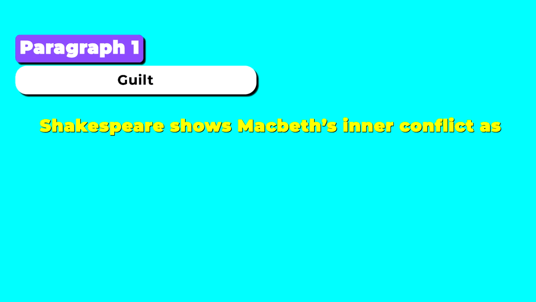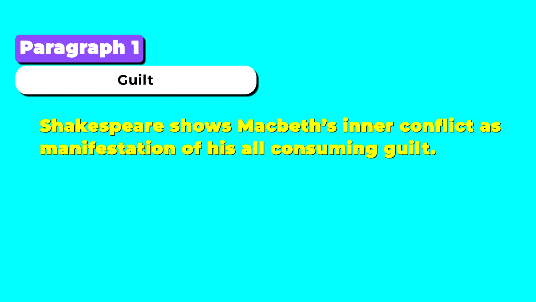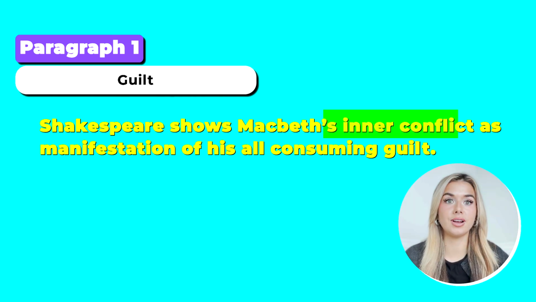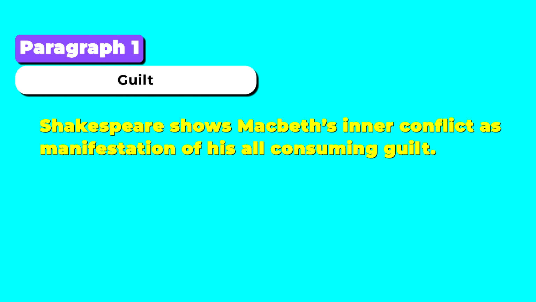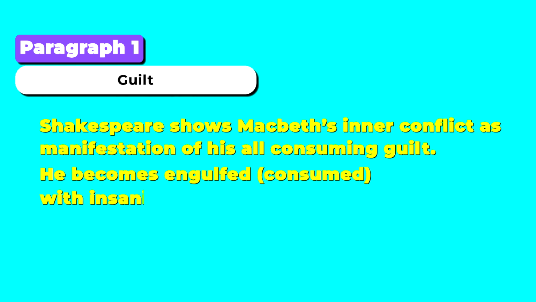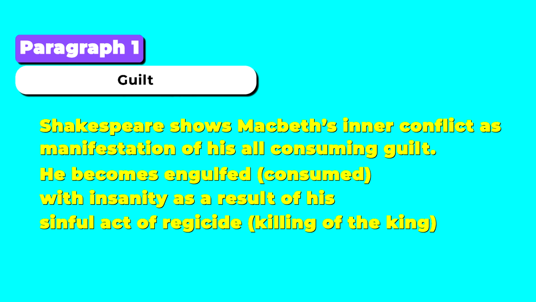So let's go for my paragraph 1, which is based on the extract. Shakespeare shows Macbeth's inner conflict as a manifestation of his all-consuming guilt. You can see there, inner conflict, my word from the question, and then guilt, of course, is my theme that I'm going to be linking it to. He becomes engulfed, so consumed, with insanity as a result of his sinful act of regicide, the killing of the king. You can see very clearly there, I've just explained it, but I've linked it into the context of the extract, because I've got to use the extract.